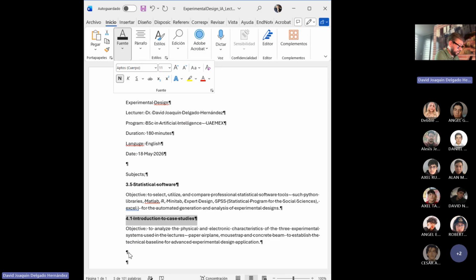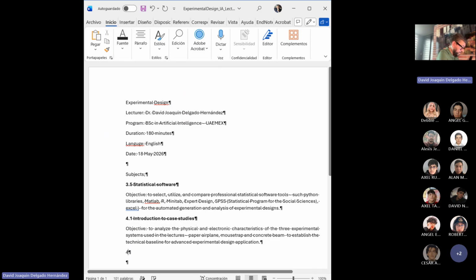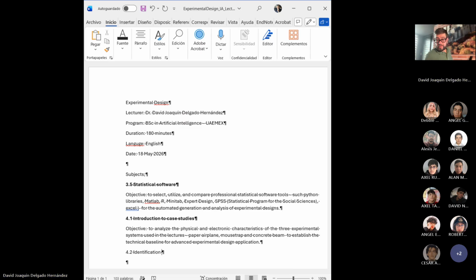The third subject for today's class is 4.2, the identification. People, I have to tell you that the following Monday, the 25th of May, we are not going to have class because the university has decided that that is going to be a bank holiday. That means that we are not having lectures on that day. I have already sent to you the document where this is specified, so please look at your WhatsApp to check.